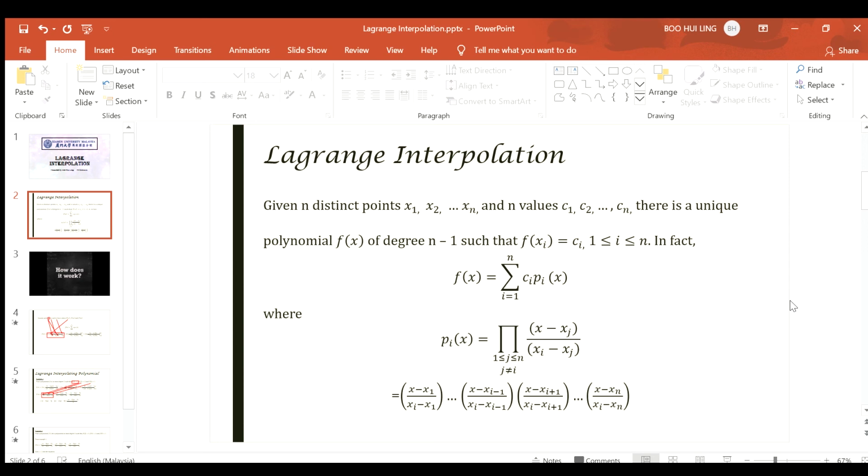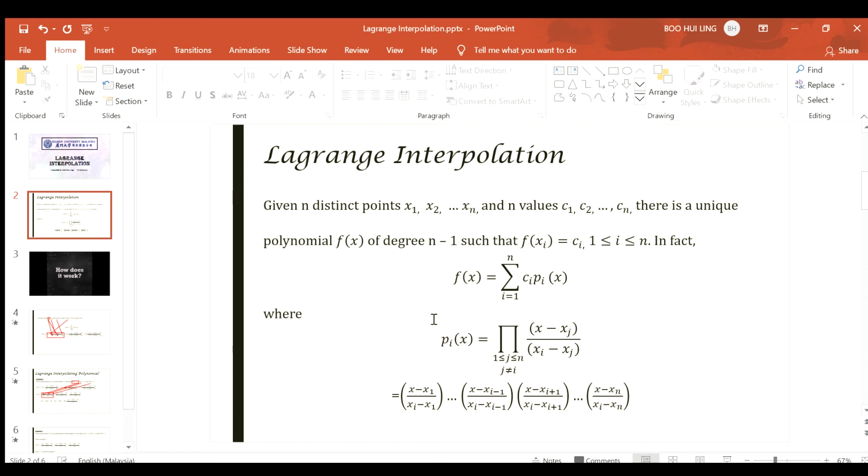And in fact, the f(x) can be written as this formula, which is a sum from i equal to 1 to n of ci multiplied by pi(x). And this pi(x) can be written as this formula, which is a multiplication for j greater than or equal to 1 and j smaller than or equal to n, and also j is not equal to i. And the multiplication is this formula, which is (x minus xj) over (xi minus xj).